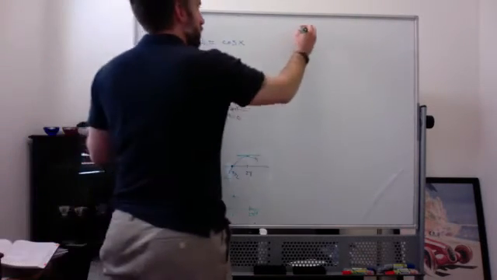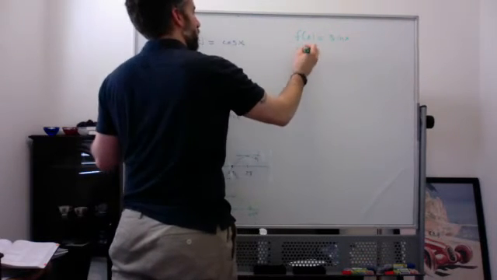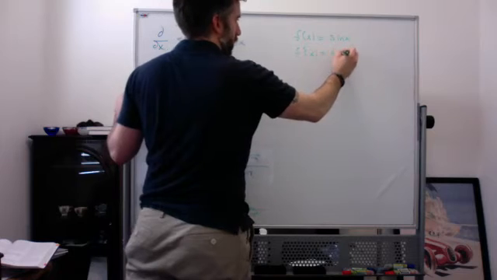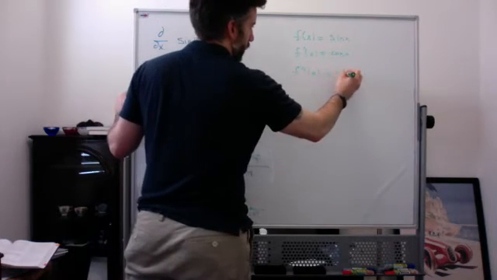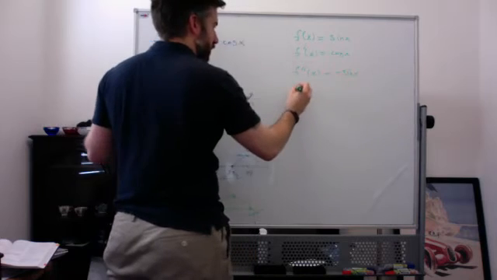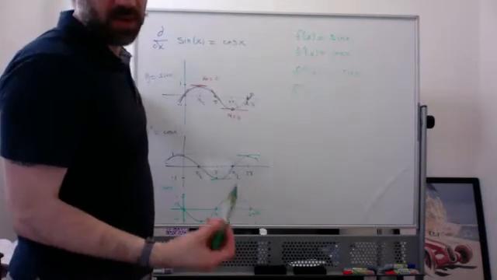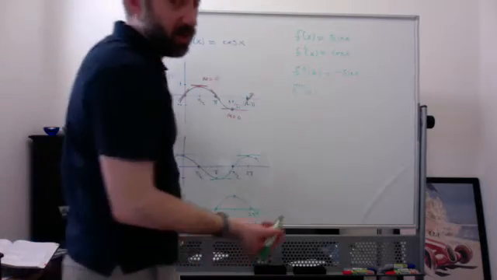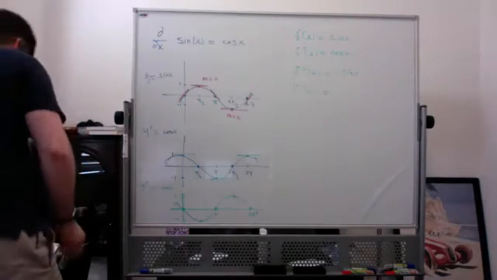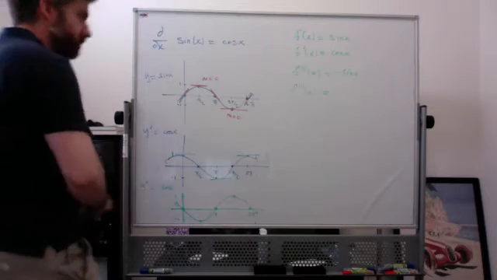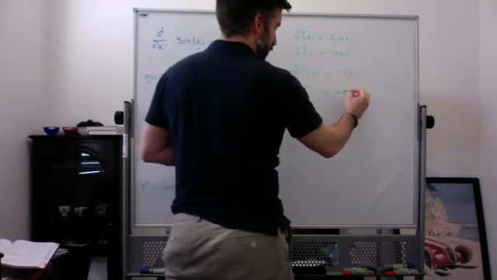So if my function is sine of x, the first derivative is cosine of x. The second derivative is negative sine of x. The third derivative, so if I take the derivative of negative sine, well, the negative one I can just think of as a constant multiple. The third derivative is going to be negative 1 times the derivative of sine, which is negative cosine.